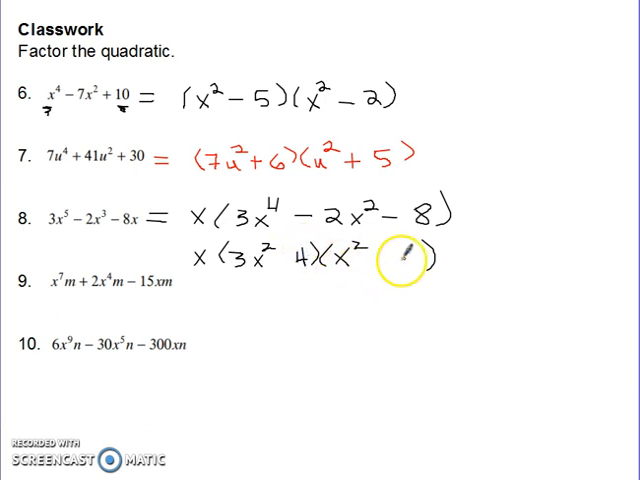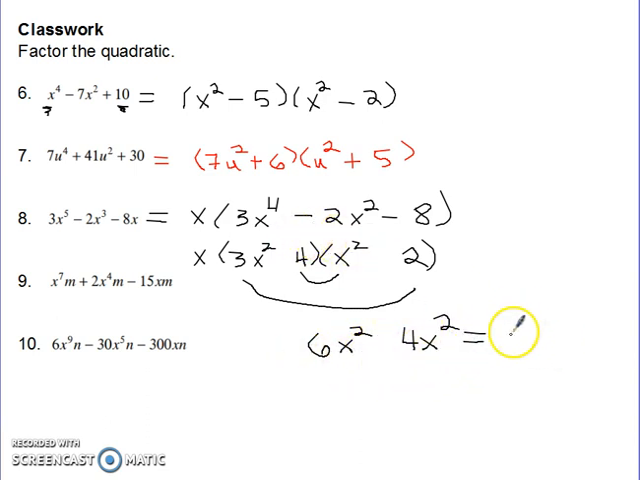If I have a 4 here and a 2 here, the outer 2 is 6x squared, and the inner 2 is 4x squared. I'm looking to get a middle term of negative 2x squared here. And I need a minus 6 and a plus 4 to get a minus 2x squared. How do I get the minus 6x squared? I have a minus 2. Minus 2 times plus 3 will give me a minus 6x squared. How do I get a plus 4x squared? I need a plus 4 there. And that is the factored form.